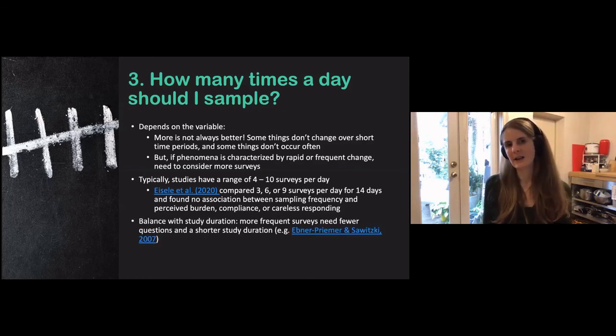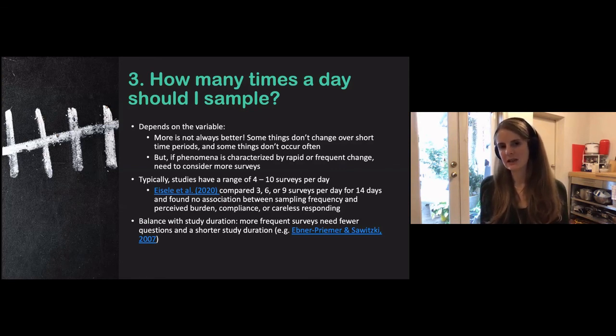So do balance the amount of times per day with your study duration. If you have a lot of surveys, you want to put fewer questions and you want to have a shorter study duration. So this study by Ebner Prima had EMA surveys every 10 minutes, but the survey was really brief and the study only lasted 24 hours. If you're doing every 10 minutes, you probably can't push it past the day.